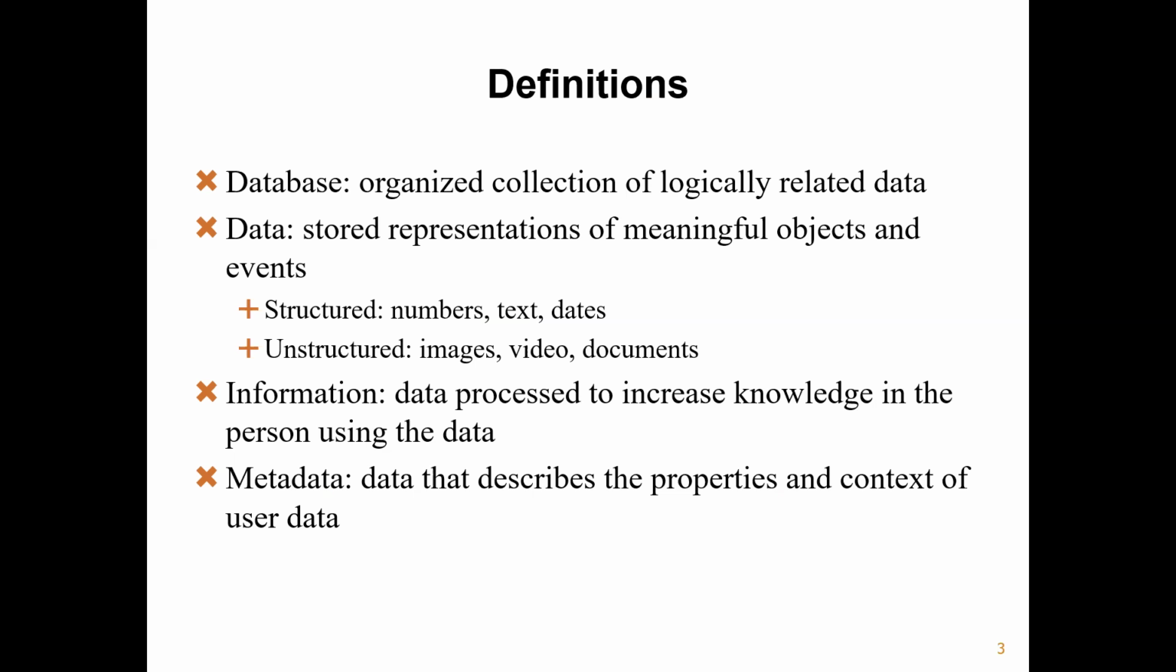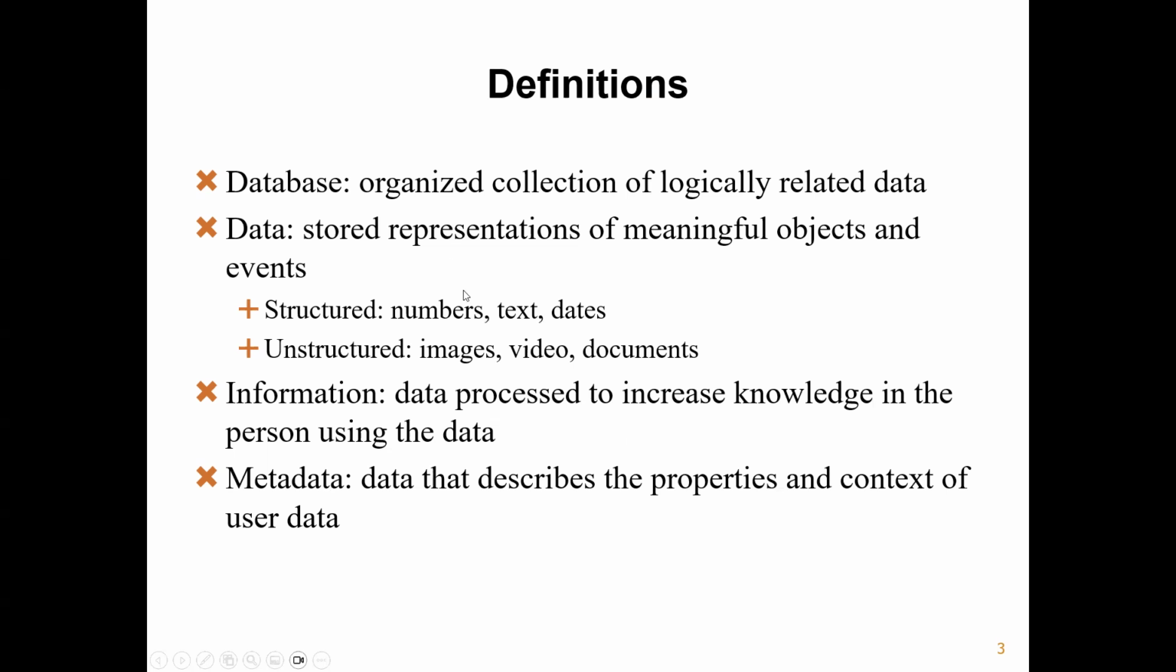We also have 2 types of data here. We have the structured one, for example numbers, text, and date. Then we have unstructured data, for example images, videos, and also documents. Now, what is information? Information is data that has been processed and has meaning. Basically, it's data processed to increase knowledge in the person using the data, to give some meaningful knowledge.